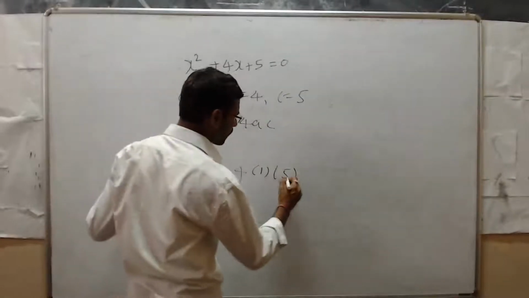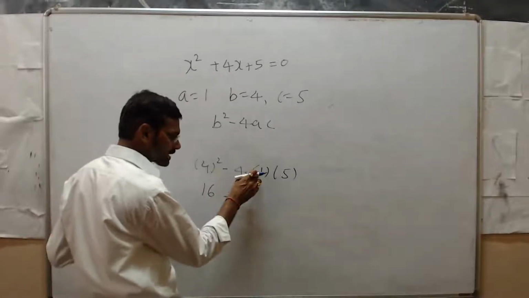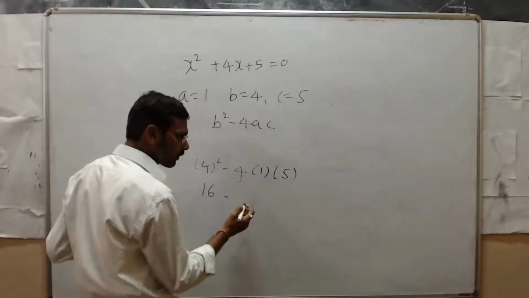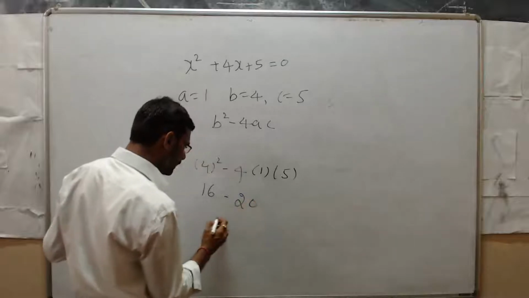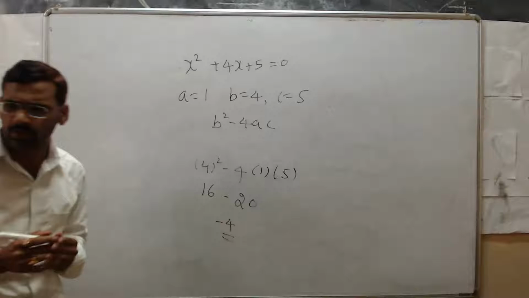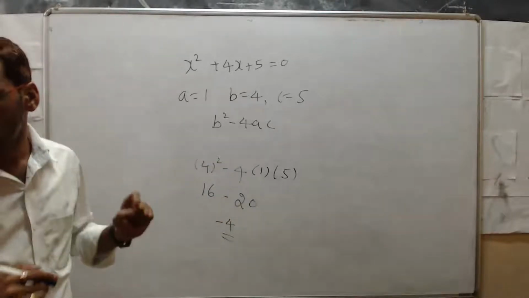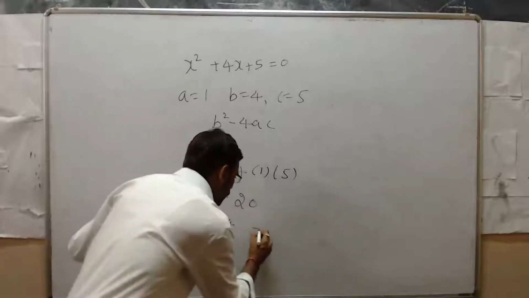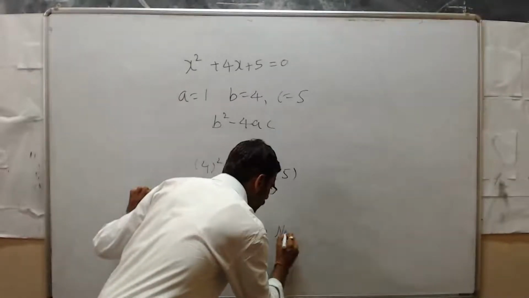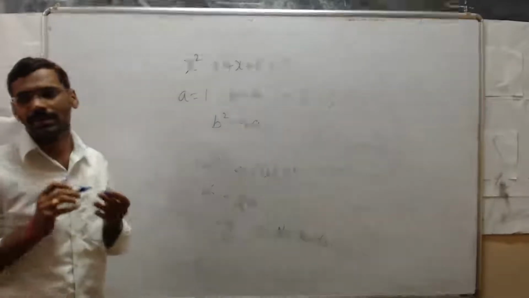The value of c is 5. 4 square is 16, minus 4 into 1 into 5, which is 20. 16 minus 20 is how much? Minus 4. Minus 4 means b square minus 4ac is negative. What does that indicate? No roots. No roots means roots do not exist.